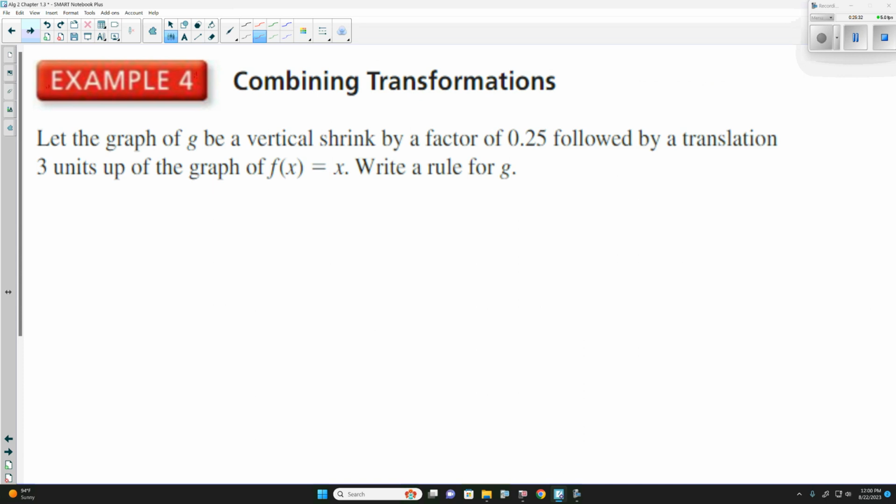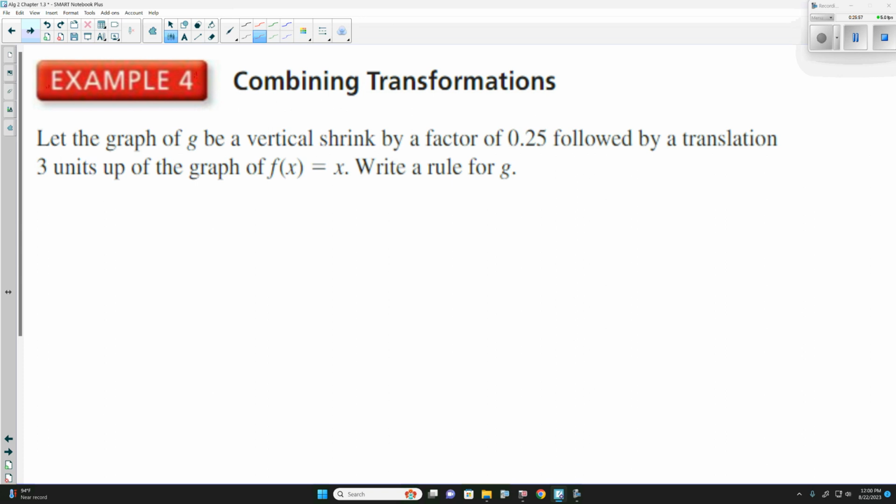I'm going to skip ahead to this one here. Combining transformations is a lot if you try to do it all at once. The big thing I would say is do it one transformation at a time in the order in which they are listed. Do it one transformation at a time in the order in which they're listed.